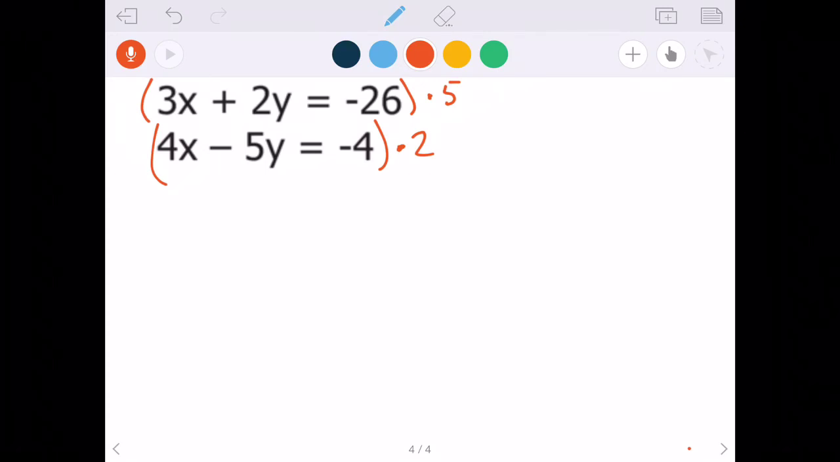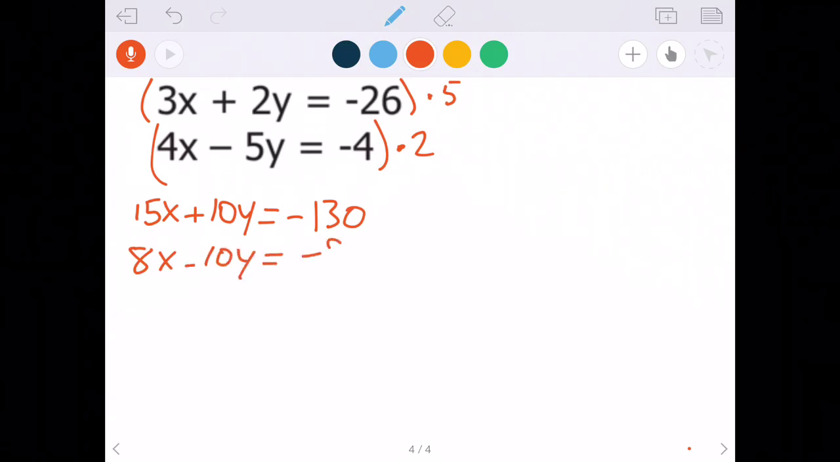So I'm going to rewrite these equations below. So 15x plus 10y equals -130. On the bottom equation, we have 8x minus 10y equals a negative 8. So all I did was I multiplied those equations, and I have to multiply everything by those numbers. I can't just pick and choose what I'm going to multiply by. I have to multiply everything.